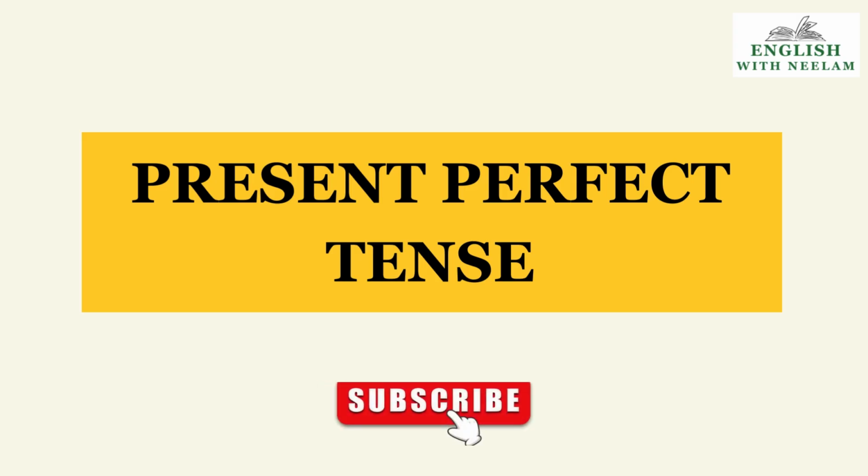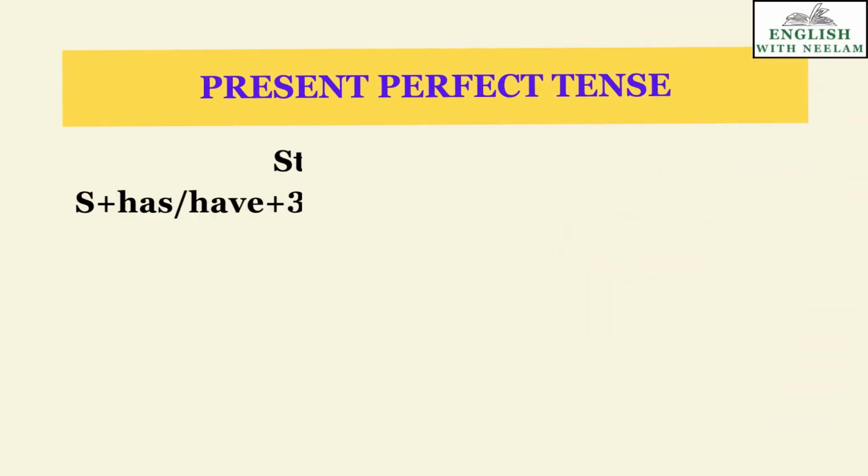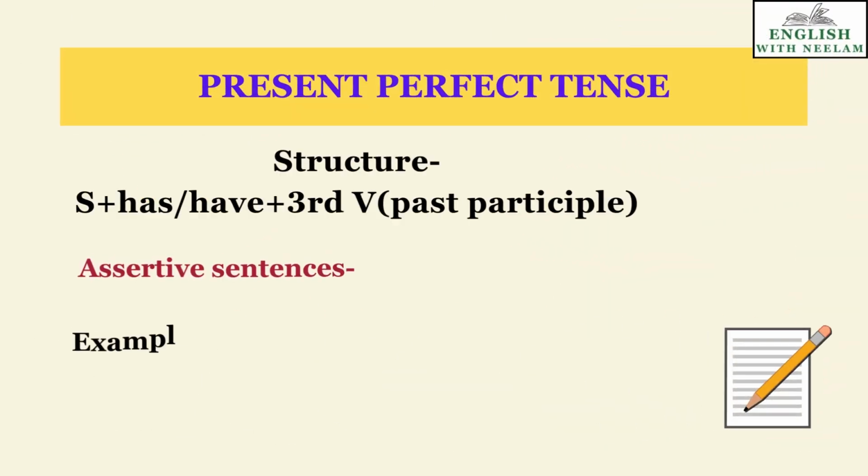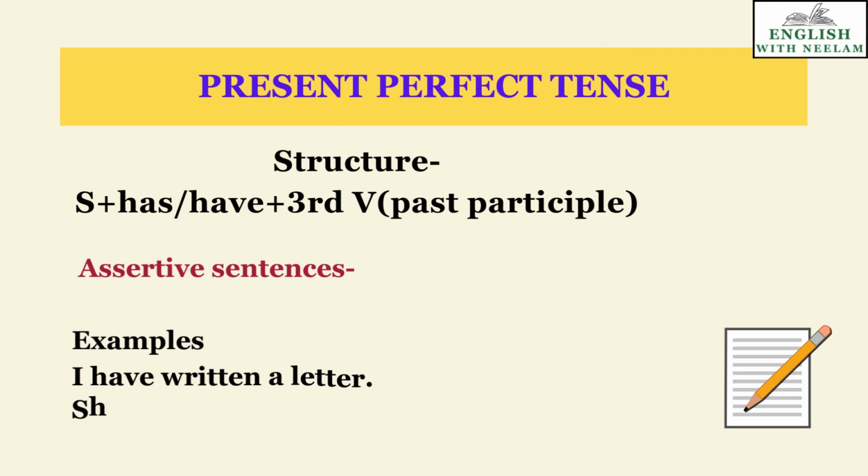Now we come to the third subform of present tense, that is present perfect tense. See the structure first, children. Subject plus has, have. Has, have we will use as per the subject. With singular we will use has, and with plural we will use have. Subject plus has or have plus third form of verb, that is past participle.